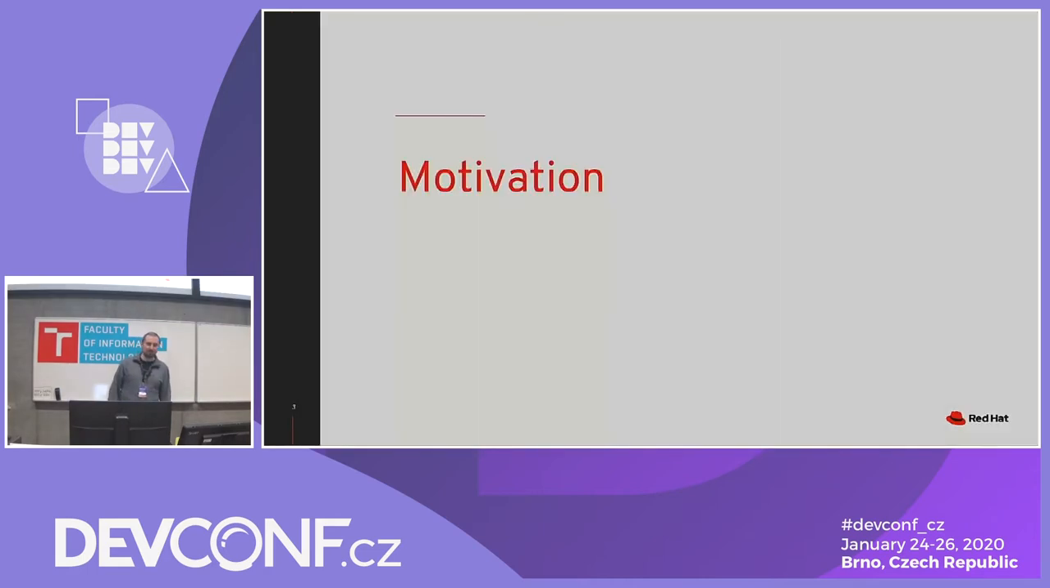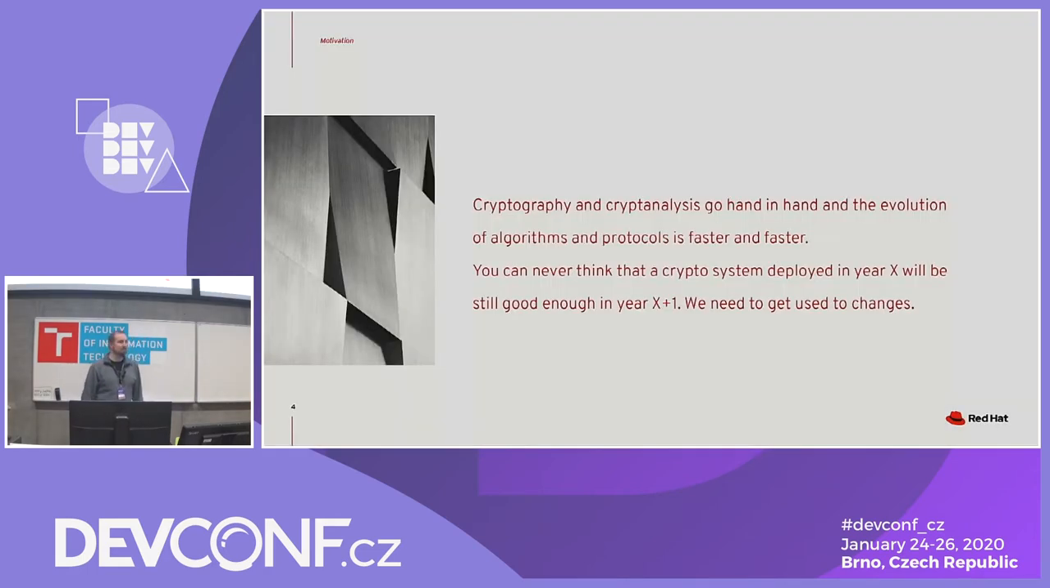So the motivation: cryptography and crypto analysis go hand in hand, and the evolution of the algorithms and crypto protocols is faster and faster. You can never think that the crypto system deployed in one year will still be good enough in the next year. We need to get used to the changes. I'm not going to go into details why it is like so, because this time it's kind of obvious.